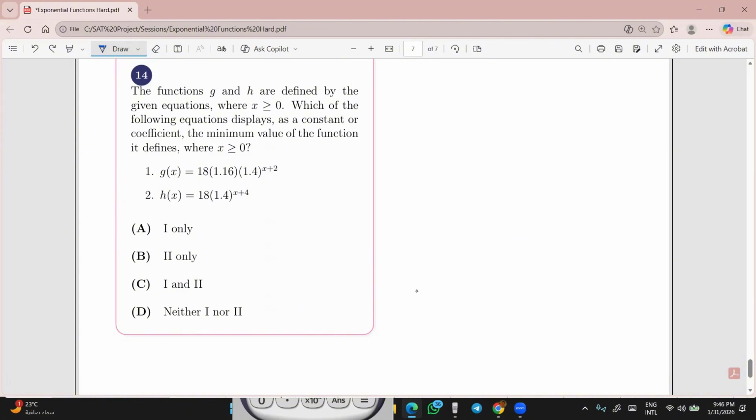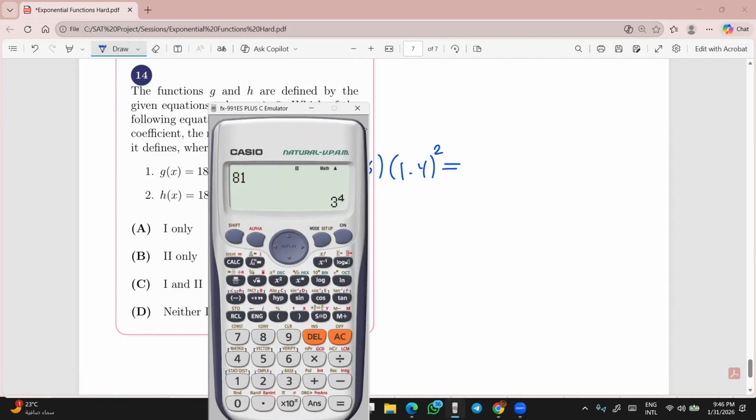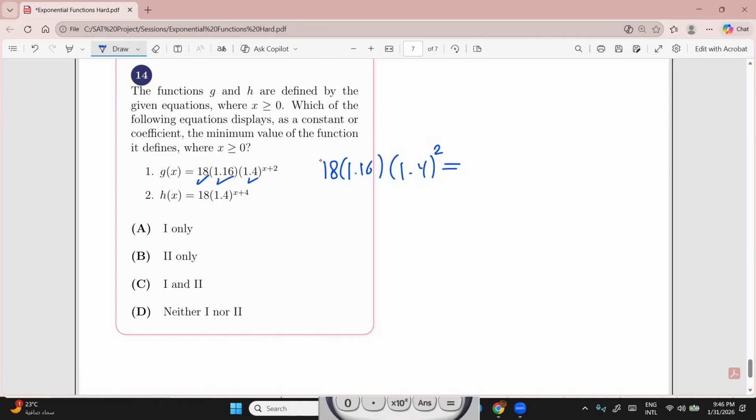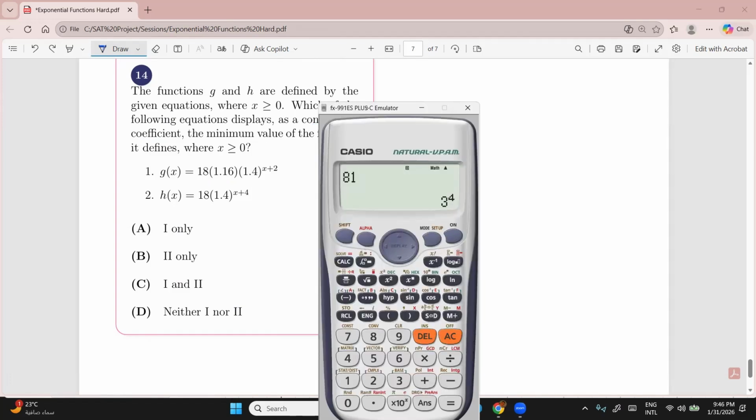You can just substitute. And instead of x, we write 0. So 18, 1.16, 1.4 to the power of 0 plus 2, which is 2. If you put this on the calculator and the answer is the same as this or this or this, we can choose it, because it should be a constant or coefficient, or maybe a base also in some cases. So let's use the calculator.